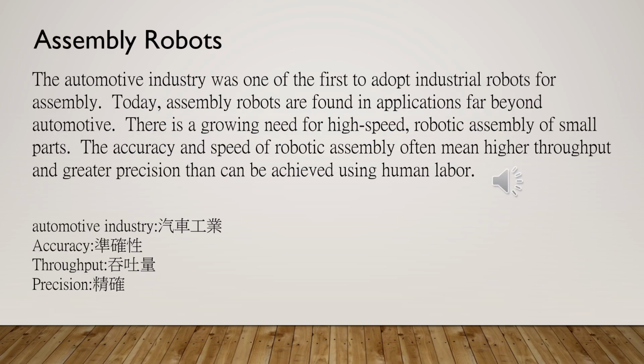The automotive industry was one of the first to adopt industrial robots for assembly. Today, assembly robots are found in applications far beyond automotive. There is a growing need for high-speed, robotic assembly of small parts. The accuracy and speed of robotic assembly often mean higher throughput and greater precision than can be achieved using human labor.